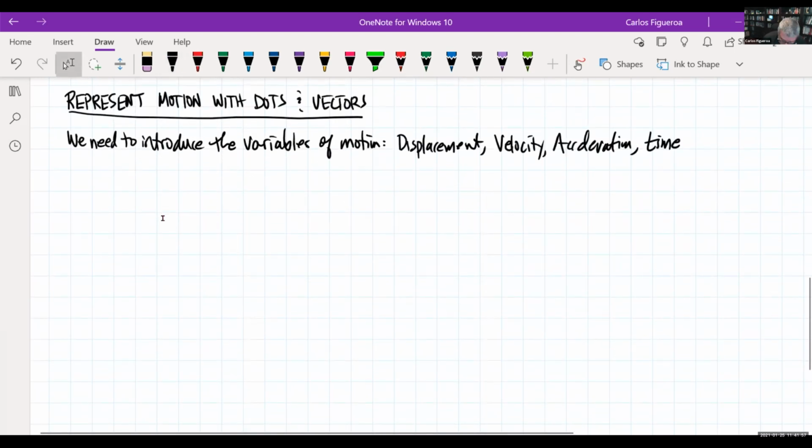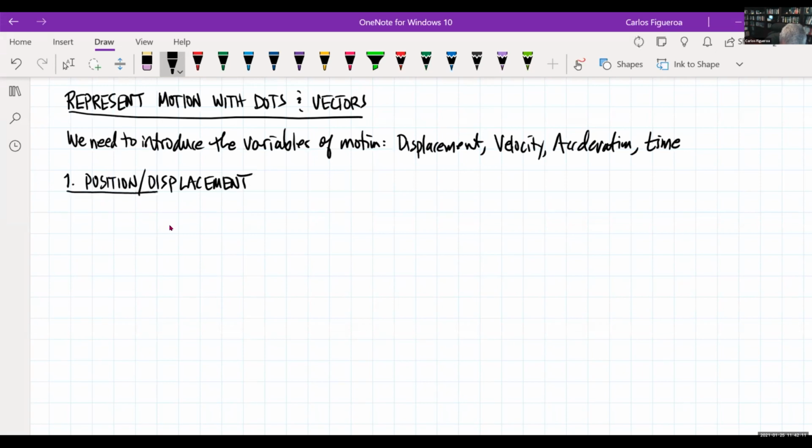So here we go. The first thing I need to talk about then is position / displacement. Now, I know that you know all these parameters in some shape or form. My job is to make sure that we put it into the language of physics. Okay, so here we go.